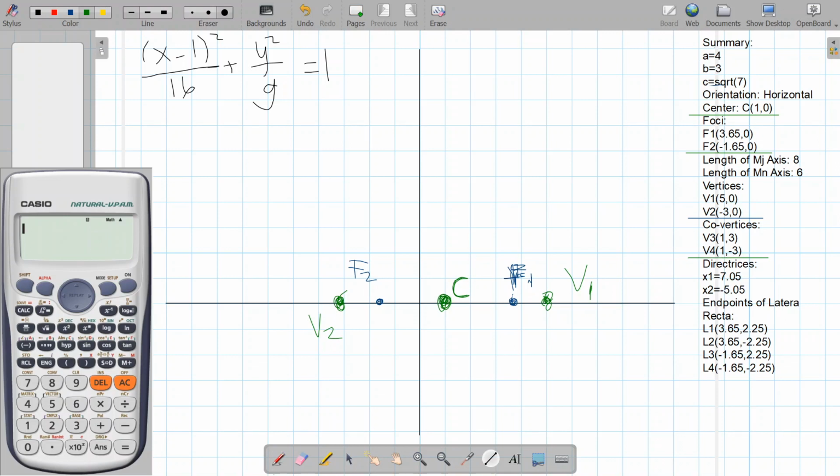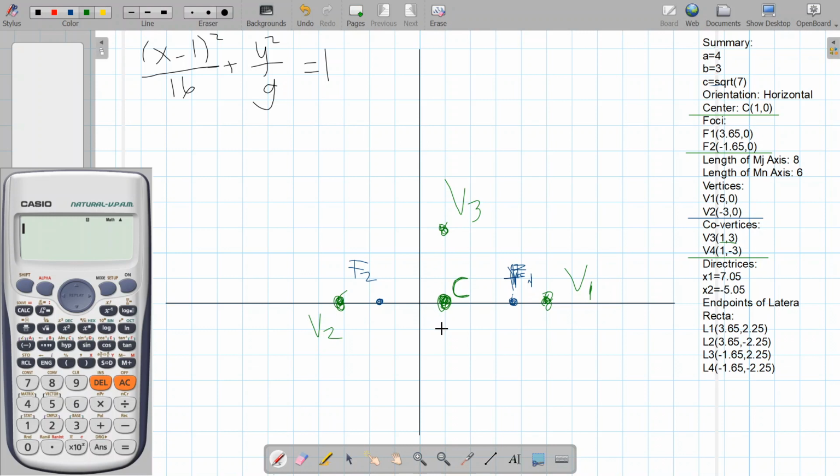Then we have the co-vertices. Okay, so co-vertices, it's 1. Okay, so there is 1. So here, let's move here 1. So count 1 from the origin. Okay, then 3, 1, 3. So again, it's 1, 3. It's here, 1, 3. So 1, then 3. So 1, 2, 3. So it's somewhere here. Okay, so this is our V3.